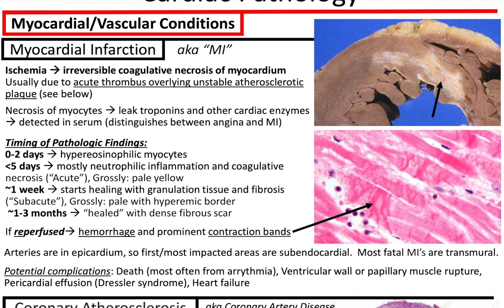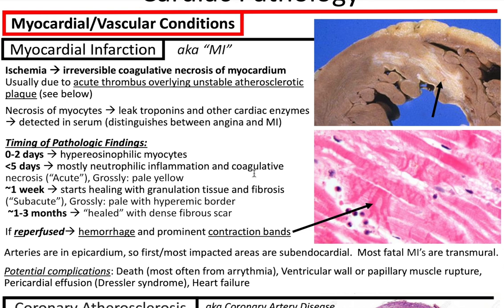The timing of pathologic findings, which is important for boards as well as forensics in particular: in 0 to 2 days, you'll have hypereosinophilic myocytes. Less than 5 days, you'll have mostly neutrophilic inflammation and coagulative necrosis, quote unquote acute. Grossly, it'll look pale yellow. Approximately 1 week, it starts healing with granulation tissue and fibrosis, quote unquote subacute. Grossly, it'll look pale with a hyperemic border. 1 to 3 months, it'll look healed with dense fibrous scar. If reperfused, then there'll be hemorrhage and prominent contraction bands, as you can see here.